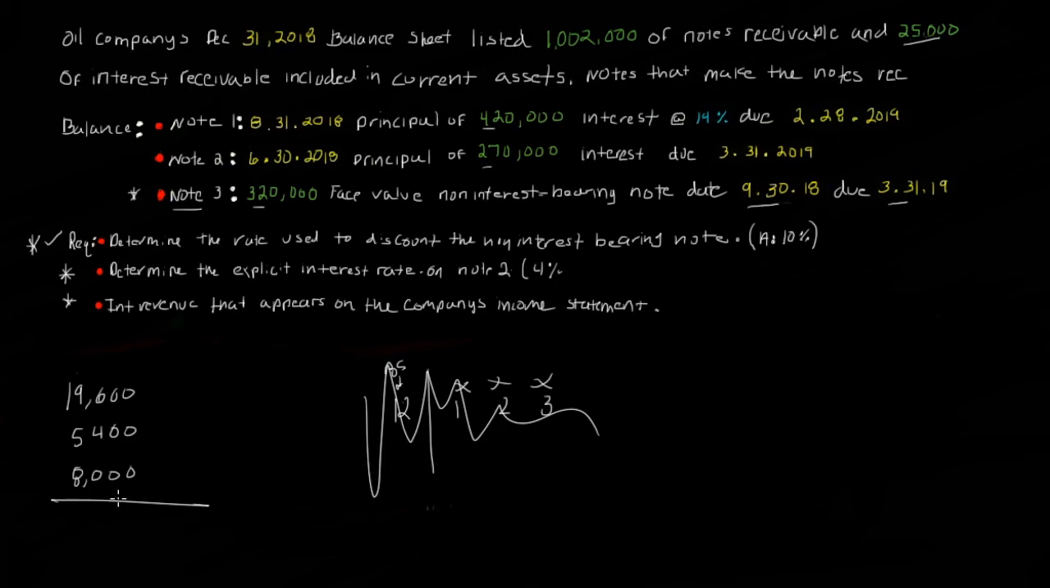I don't have this already calculated. Let's go ahead and go to the calculator real quick. 19,600 plus 5,400 plus 8,000. You will get a total of $33,000 that should be listed on the income statement on December 31st in 2018. So I'm going to write that over here.